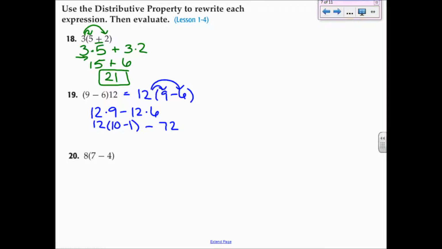Then we finish and do the distributive property for this. 12 times 10 is just 120. 12 times 1 is 12. So 120 minus 12 is 108. And then 108 minus 72, I can do by hand. 6, and then 10 minus 7 is 3. So 36.